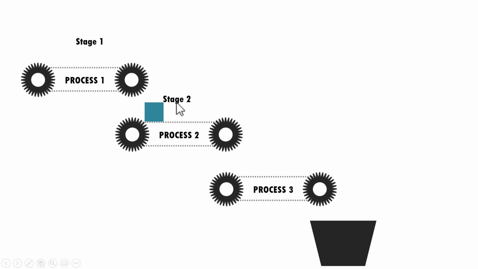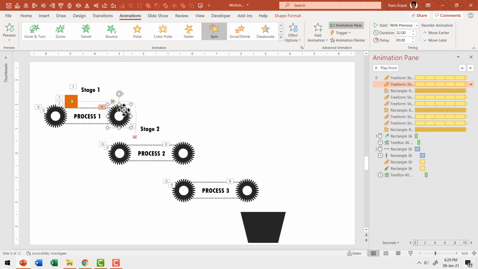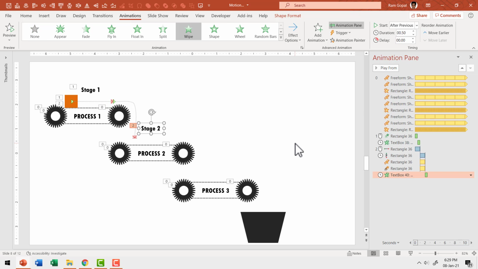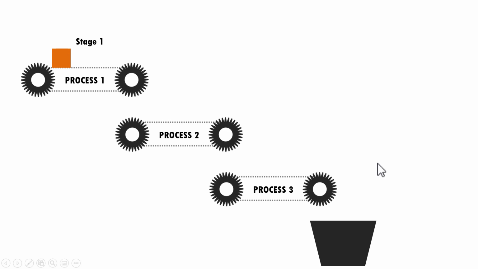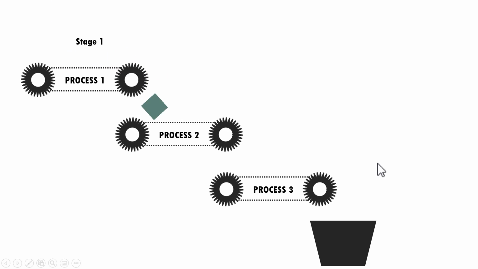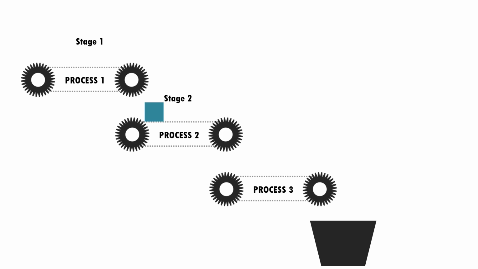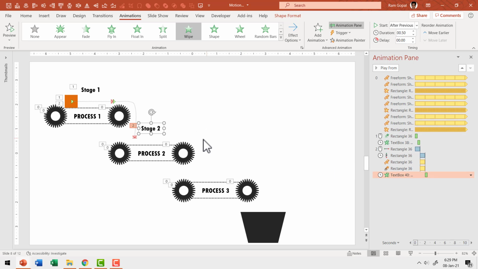Now we need to adjust this position a little bit. We also need to ensure that this wheel is to the front. So I'm going to select this wheel, right click and bring it to front. And then we are going to move this to a different position like this. Now let us go to slideshow and see if everything is proper. Stage 1, and then it goes to stage 2 like this. Perfect. Now we need to show movement from stage 2 to stage 3.